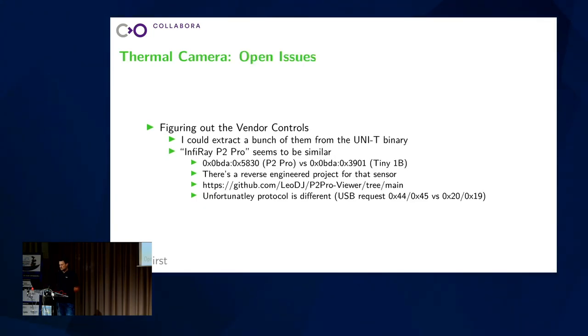So right now I do have some open issues. I could find a few of those vendor commands, but others are still open. I did find a project that was reverse engineering a different camera from Infiniray. So I thought, well, it's from Infiniray, they probably use the same sensor. Let's have a look. I actually found a picture that also looked like this greenish one. So I thought, well, great, that's probably that. And there's already a project that started reverse engineering this specific camera. But unfortunately, the protocol that they're using for the vendor commands is completely different. It's using completely different opcodes. So that's not really usable, which means the reverse engineering needs to be done by somebody else, probably me.